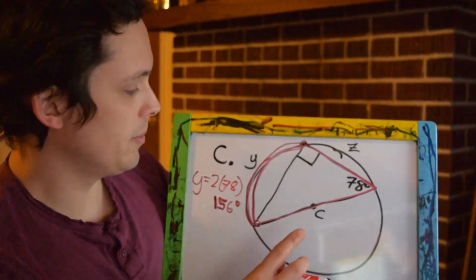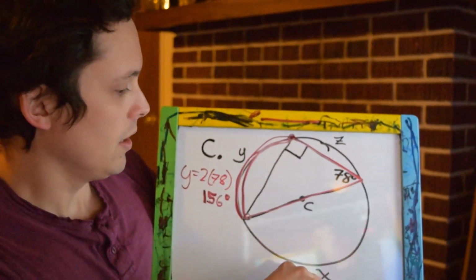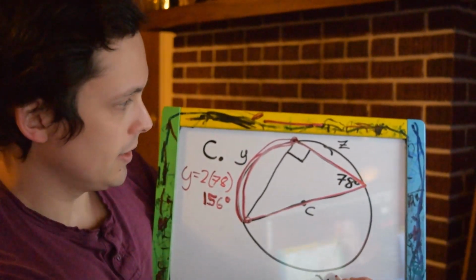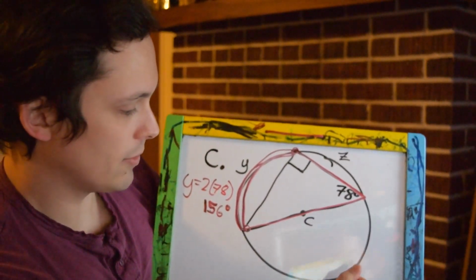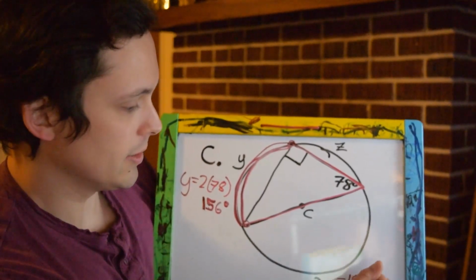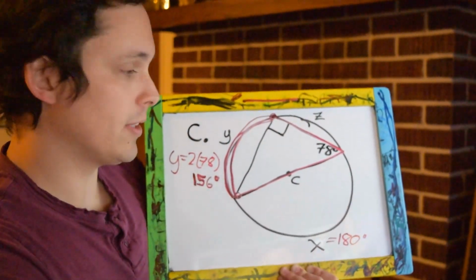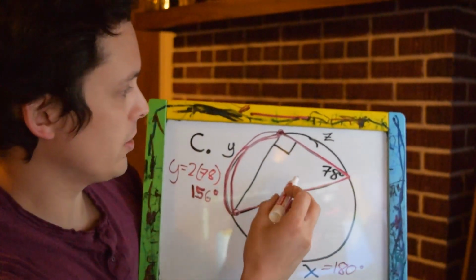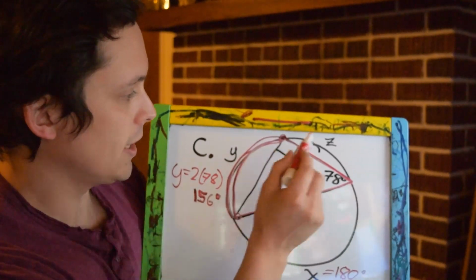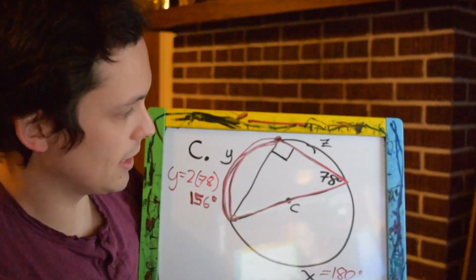Okay, now there's a few ways we could get the rest of them. X is going to be pretty easy because this is a diameter. X is going to have to be 180 degrees because that's what that central angle would be. Now there's some other ways we could have gotten that as well. One option would be figuring out z first. So notice that this is 90. So again, we could do 90 times 2 and get 180. That's a way to get that.